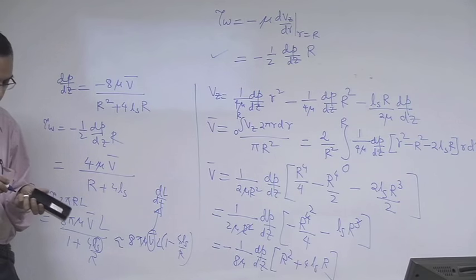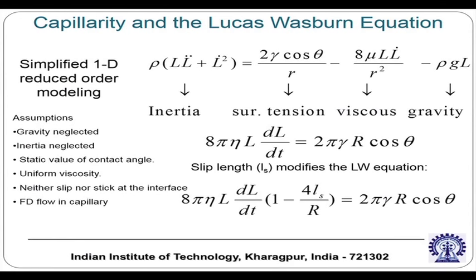So, let us get back to the slide to get that picture. So, you can see, whatever we have considered as mu as viscosity on the board, the same is there as eta in the slide. So, 8 pi eta L dL dt into this correction factor 1 minus 4 Ls by R is equal to 2 pi gamma r cos theta. Okay. So, this is the first modification.